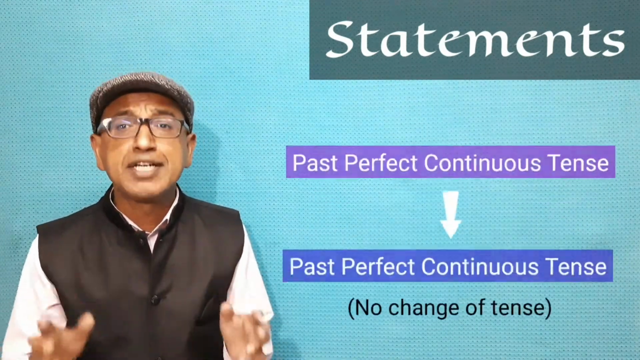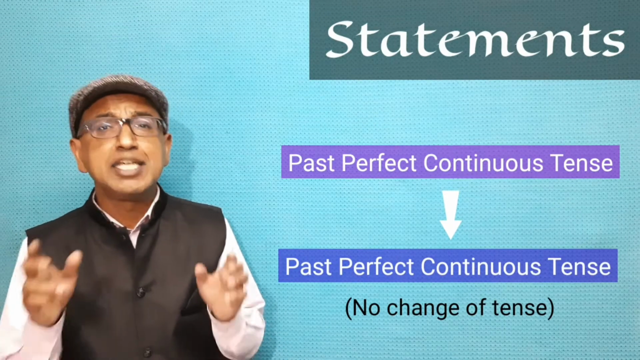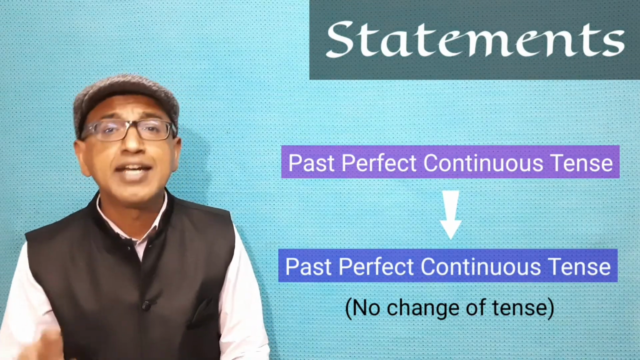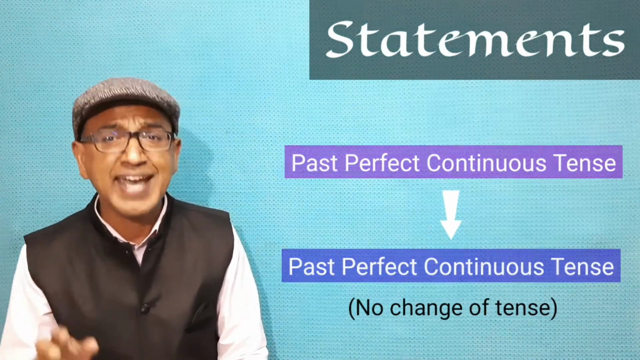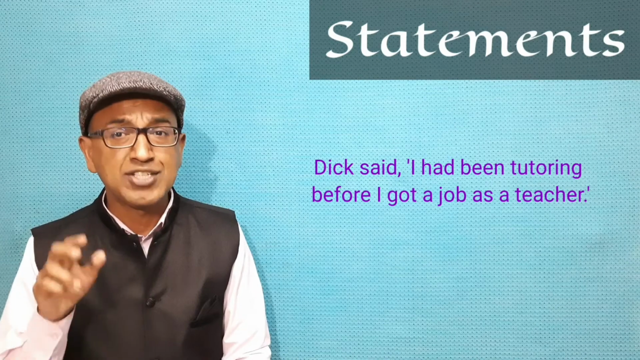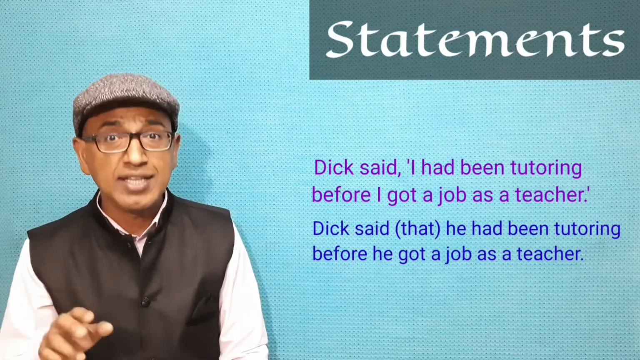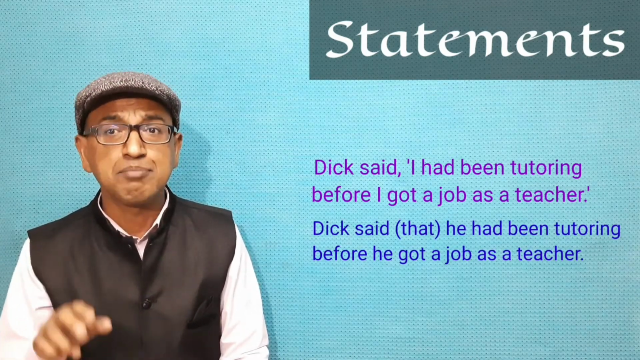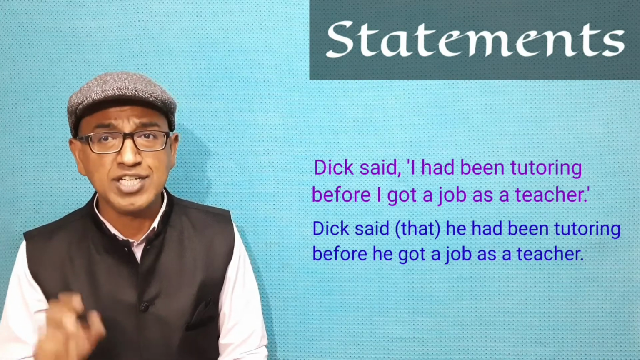Well, if the verb of the speech quoted is in the past perfect continuous tense, it is reported without change of tense. For example, Dick said, I had been tutoring before I got a job as a teacher becomes, Dick said that he had been tutoring before he got a job as a teacher.